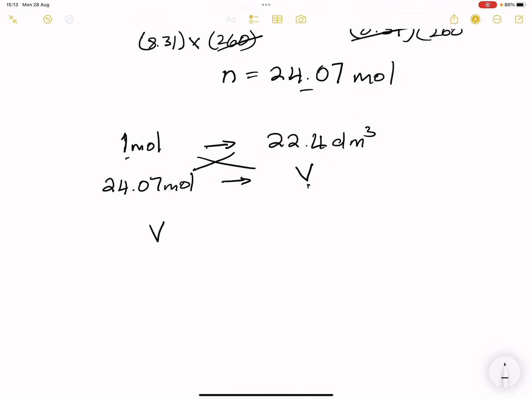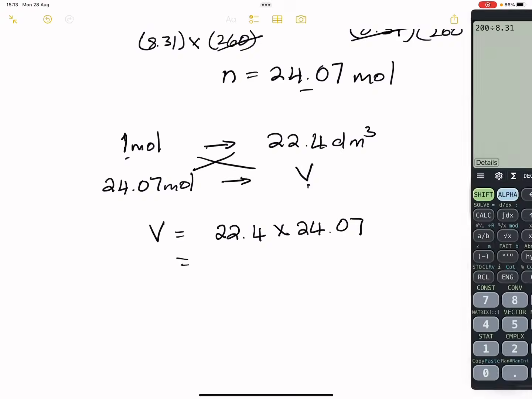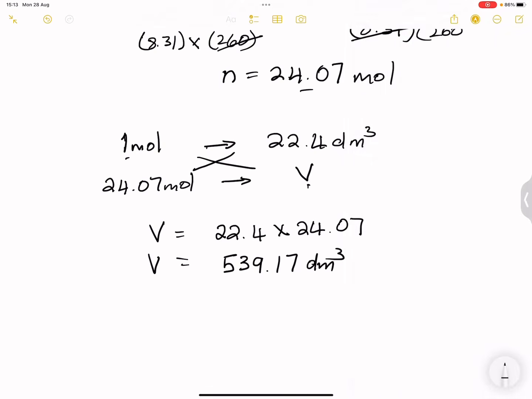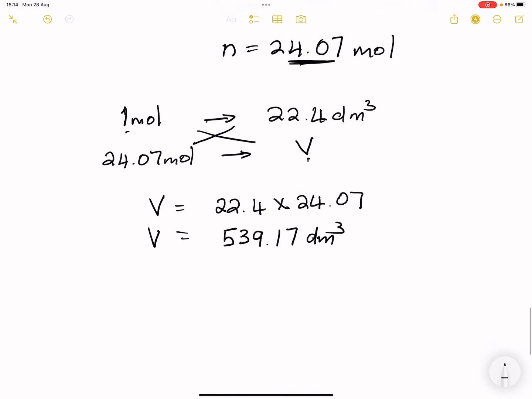V times 1, that's V, and this is 22.4 multiplied by 24.07. If I take that value, 22.4 multiplied by 24.07, we get a volume of 539.17 cubic decimeters. And it only makes sense that if we had 1 mole, it occupies a smaller volume, but if we've got 24.07 moles, they should occupy a much larger volume than that.